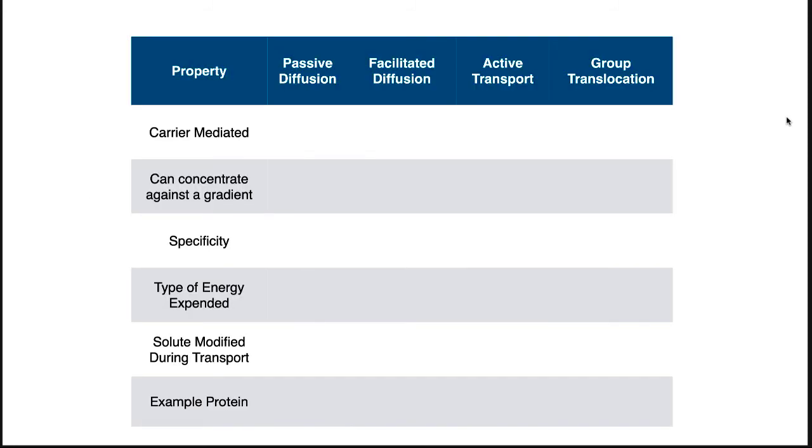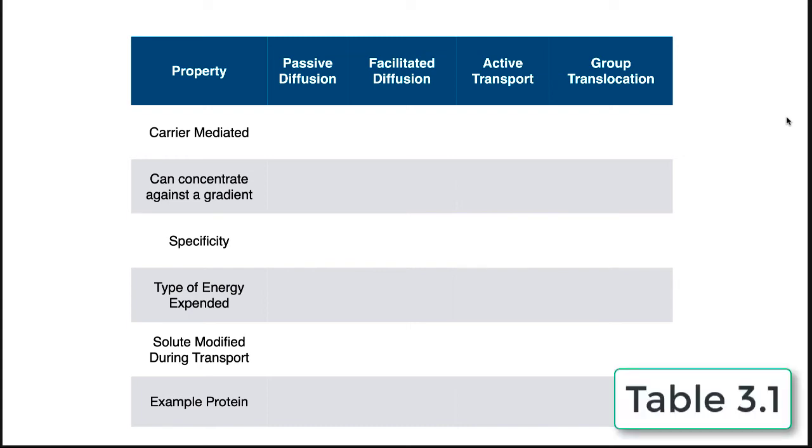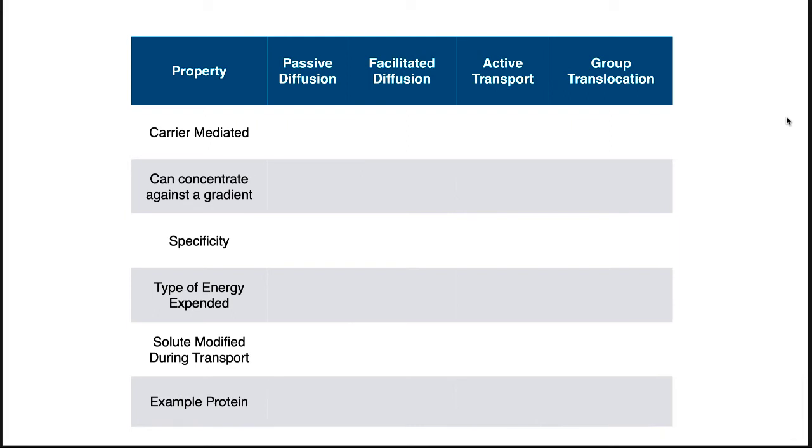As a summary exercise, I encourage you to fill out this table on various transport systems that we just covered. This is a great active study tool to help you understand how these systems work and to better remember them. After you have made your attempt, check out table 3.1 of Through the Microscope for the answers.